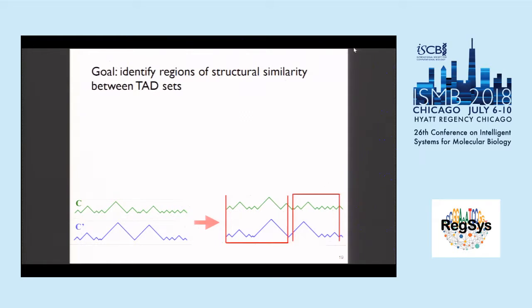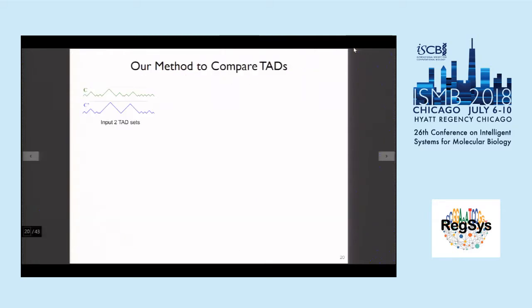The input here is these two TAD sets that are represented as two sets of triangles. If you outline the TADs along the diagonal, they look like a set of triangles, so I'm going to represent them that way here. And we just want to identify where those are structurally similar. So our method, here's a quick overview. Again, it takes two TAD sets as inputs. You can use whatever TAD finder you want.